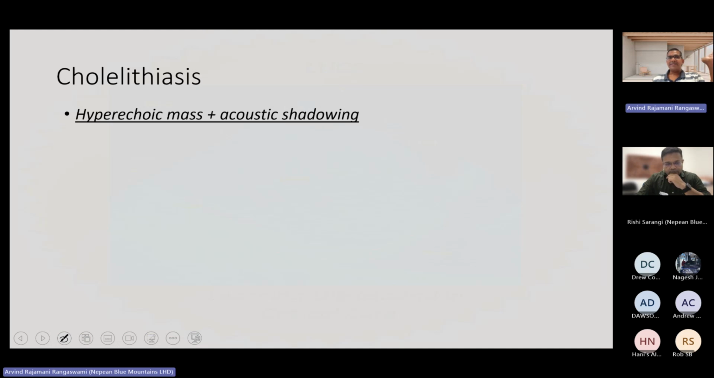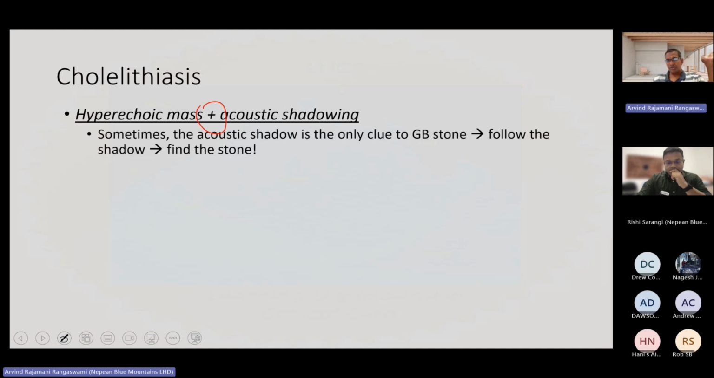Right. Cholelithiasis, very easy. We see this all the time when you do echo. You have calcific valves, and the calcific valve will appear extremely bright, and you will have acoustic shadowing posterior, or deeper, to that calcification. So this is important: the combination of a hyperechoic mass plus an acoustic shadowing deeper to it means there is a gallbladder stone. Sometimes the shadow is extremely prominent. And just like we say follow the money, here you follow the shadow and you find the stone. Okay.